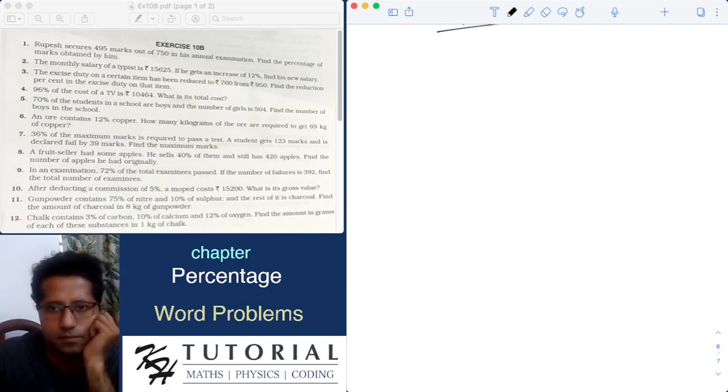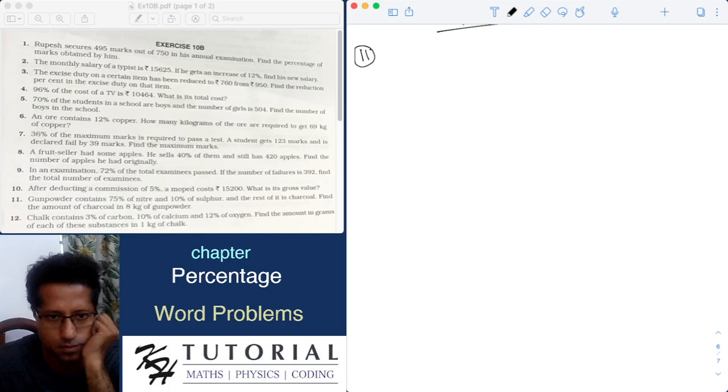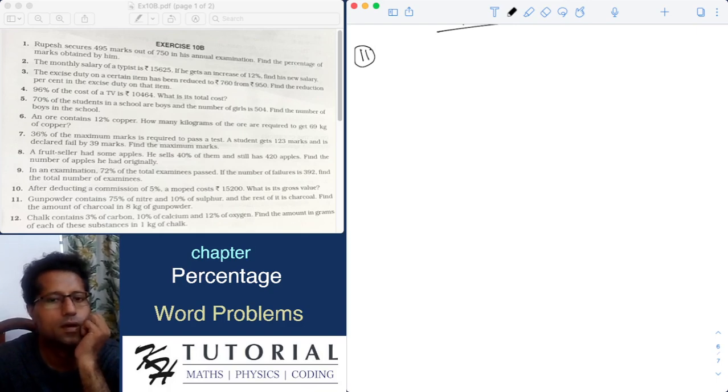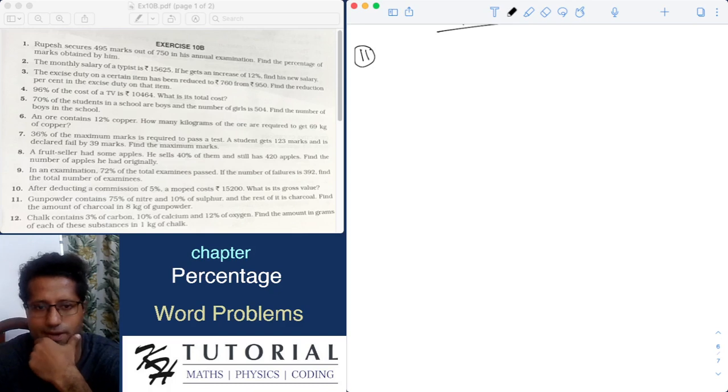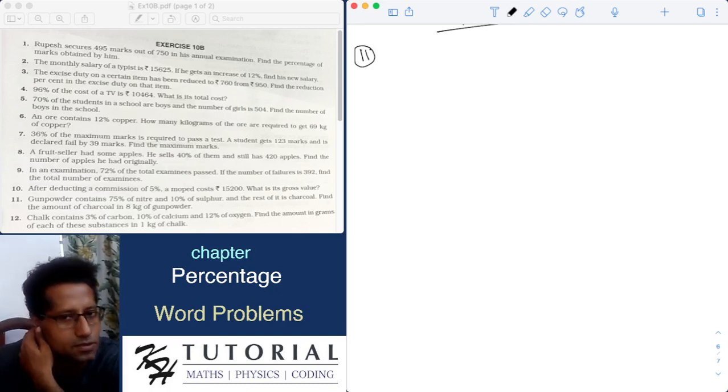Question number 11. Gunpowder contains 75% of niter and 10% of sulfur, and the rest of it is charcoal. Find the amount of charcoal in 8 kg of gunpowder.